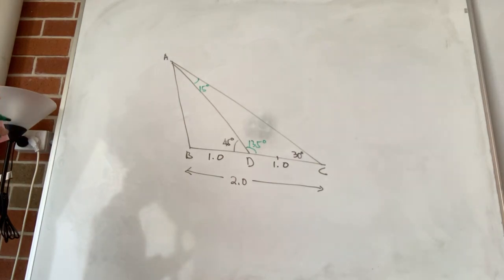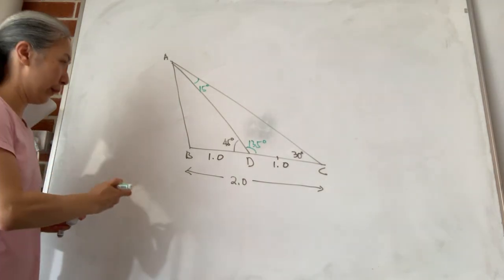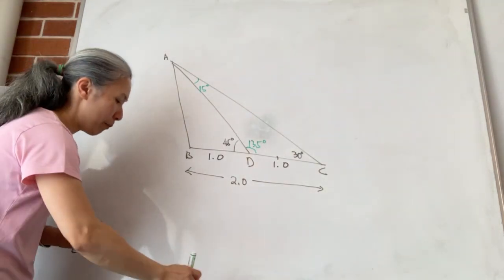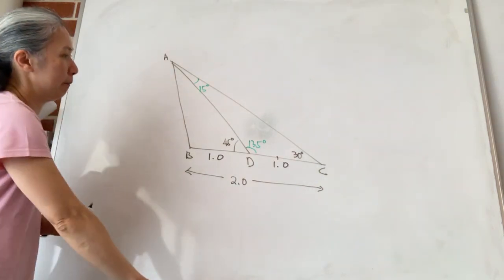And what are you looking for? This one probably is AB, which is the x.